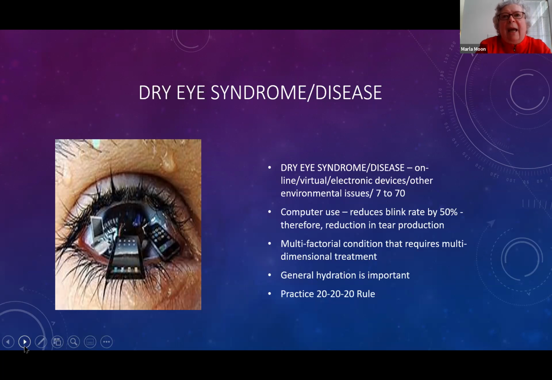So one of the things that has been promoted pretty regularly with electronic use and even any type of near activities, like reading a good book, is practicing the 20-20-20 rule, which is for every 20 minutes, you take a 20-second break to look at something 20 feet away. Just that short period of time is enough to allow some additional blinking, allow your focusing system, your accommodative muscles to relax, and then go back down to what you need to do.